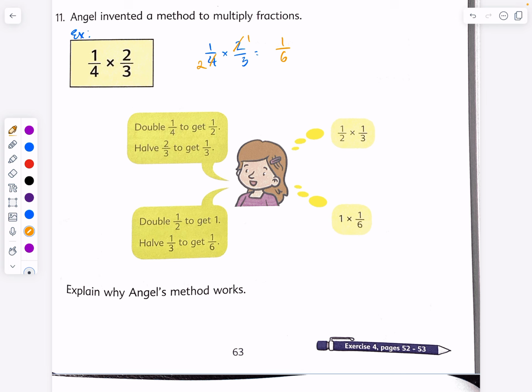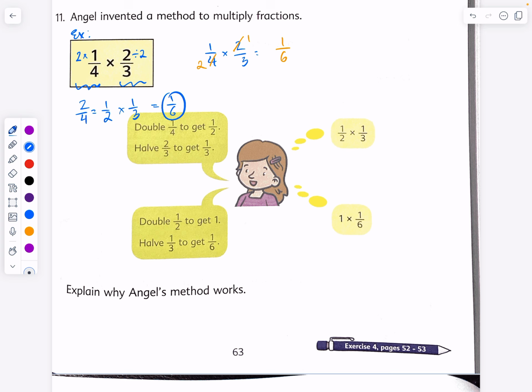Double 1/4 and halve the 2/3. Divide by 2, divide by 2. I'm so sorry, that is not how it would work. To double 1/4 is just double, so we get 2/4, okay? And 2/4 is the same as 1/2. Now, to halve the 2/3, we just get 1/3. And 1/2 times 1/3 is 1/6.